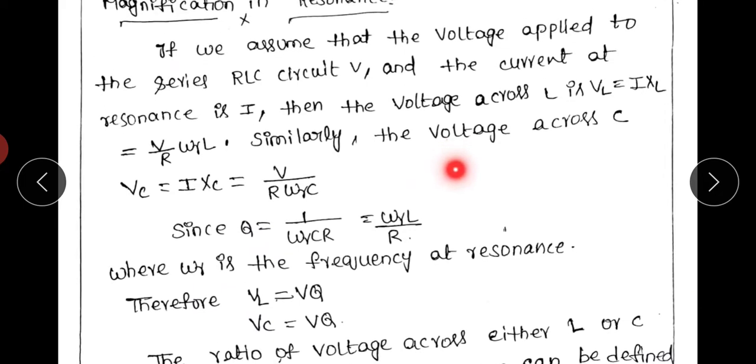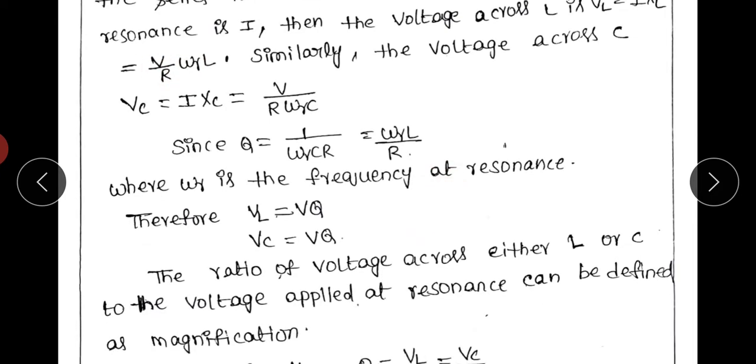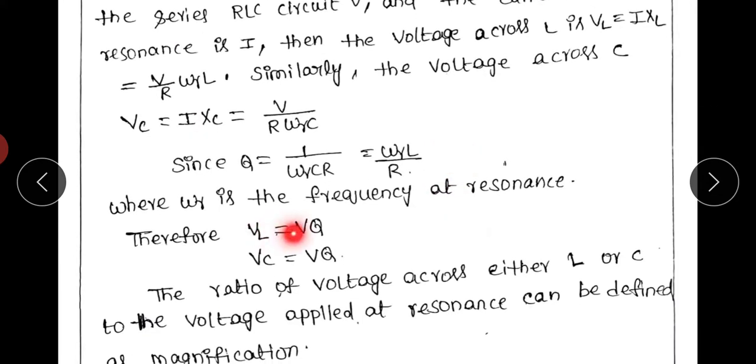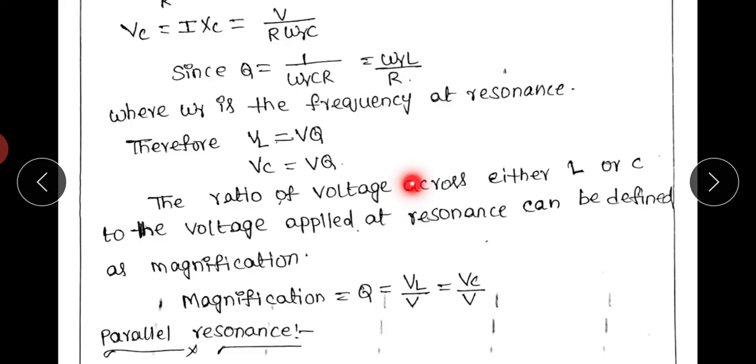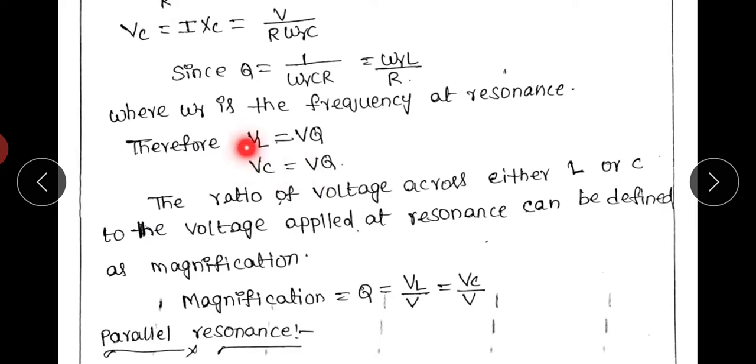So finally we can write VL equals V into Q and VC equals V into Q. So 1 by omega R into C into R equals Q, and omega R into L by R equals Q. So VL equals V into Q, VC equals V into Q. From this equation we can write the magnification factor, or quality factor, Q equals VL by V or VC by V.